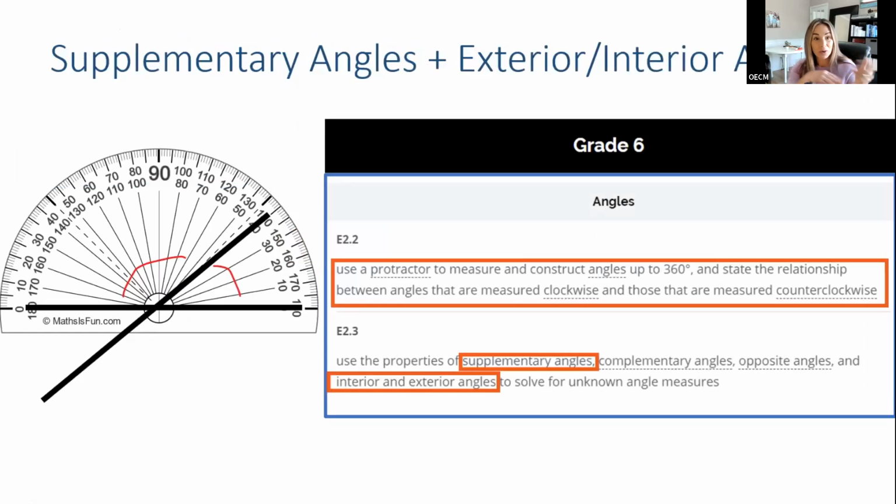Just to mention some cross-strand connections here. I did touch upon this earlier, but we are connecting to the supplementary angle rule and exterior and interior angles, which are addressing the grade 6 expectations. And also in grade 5, students use protractors and measure and construct angles up to 180 degrees, so it's also relevant to them. But in grade 6, it is the supplementary angle rule.